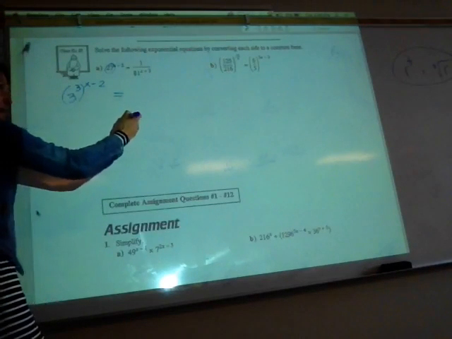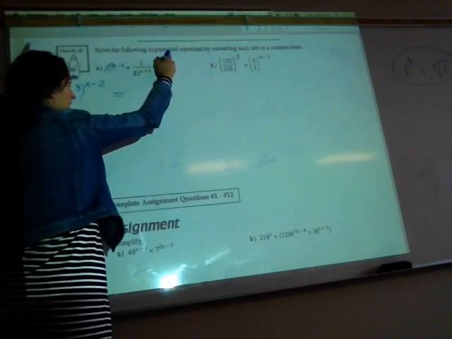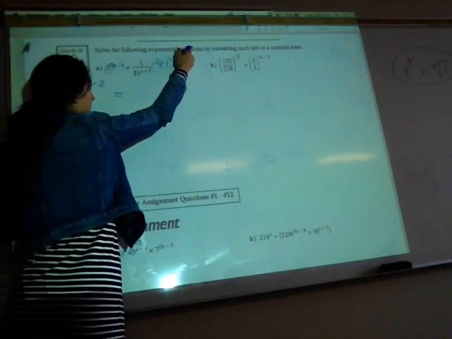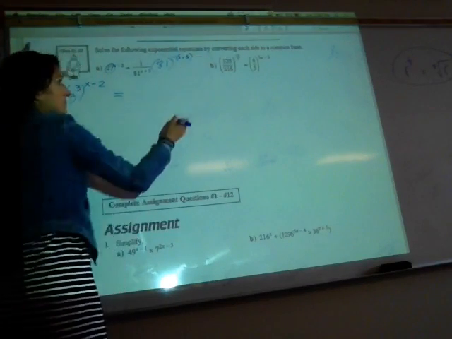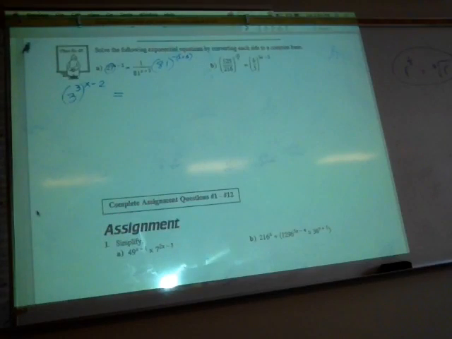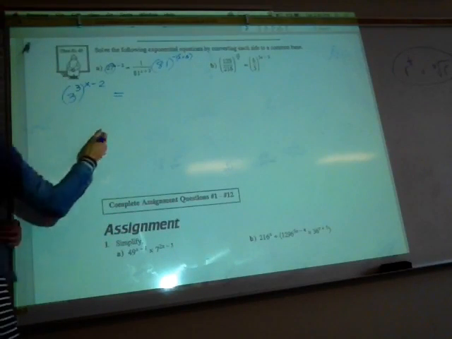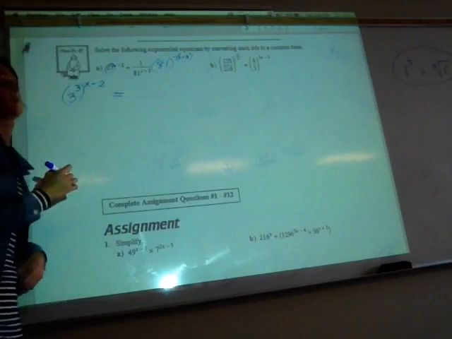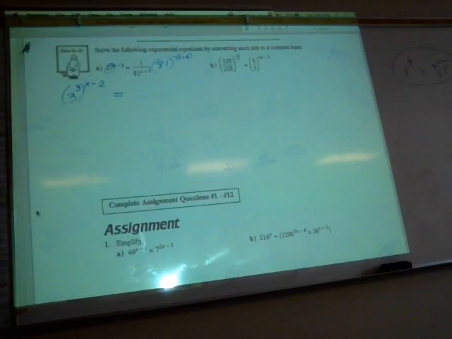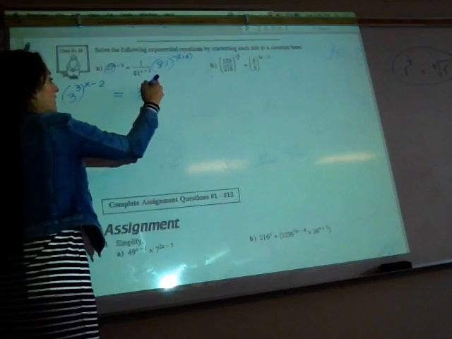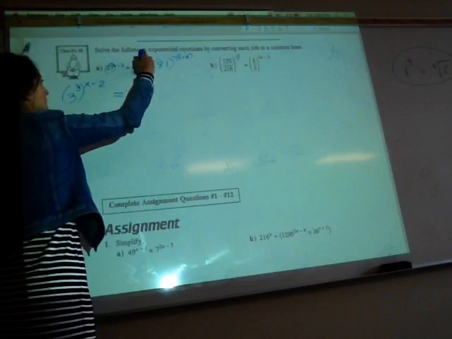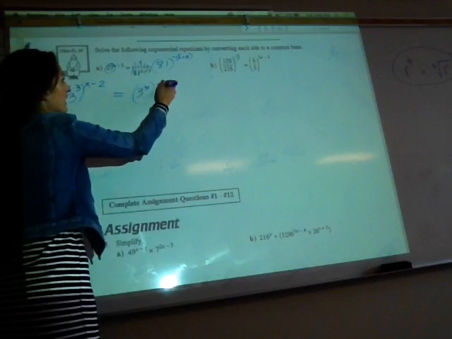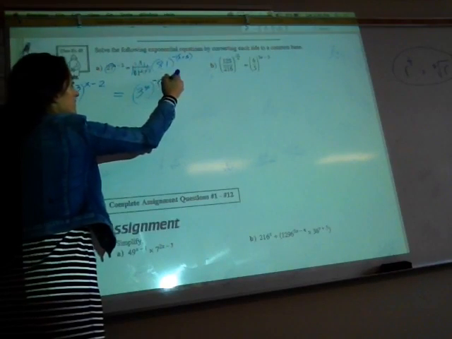Maybe what I'll do is right away, can I rewrite this as 81 to the power of negative x plus 3? Can I do that? Okay. So instead of 81, what am I going to have? 3 to the power of 4, good. Let's cross that off, don't need that anymore. And that's the power of negative x plus 3.